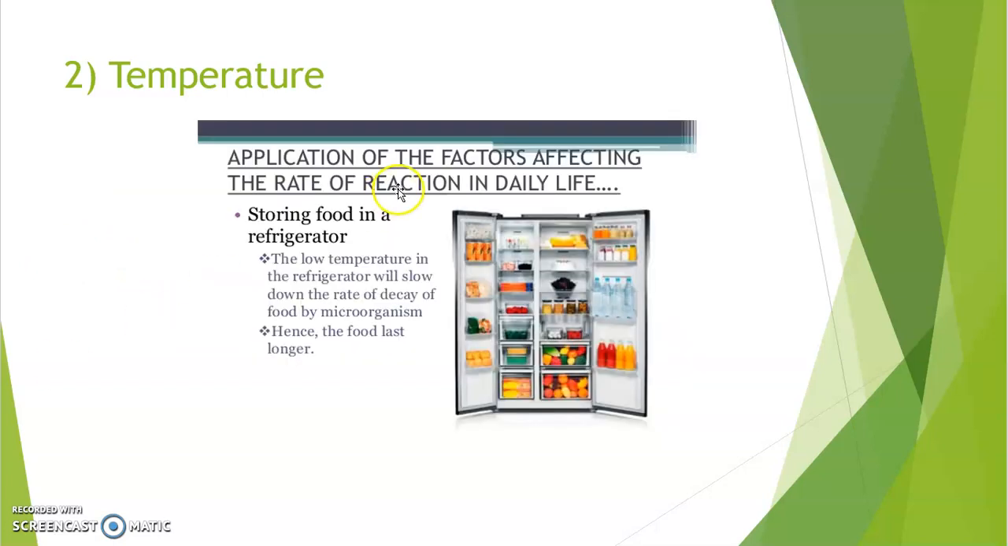Let's take an example. Why do we preserve food or store food in the refrigerator? Because the low temperature in the refrigerator will slow down the rotting or the decay of food by bacteria and microorganisms. So the food lasts longer. That's why you store it at lower temperatures. So for number 2, which is temperature, increasing temperature leads to higher rate. Decreasing temperature leads to slower rate.